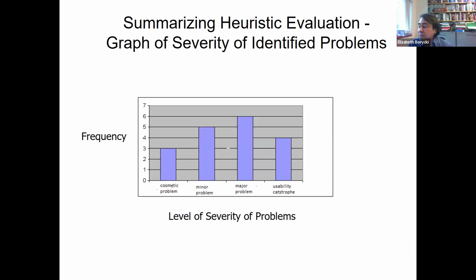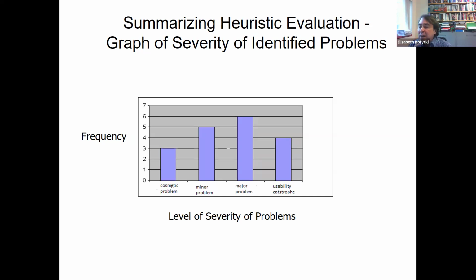We can also, on the x-axis, put the four levels of problem severity: cosmetic, minor, major, and catastrophe, and graph the frequency of each of those. So as you can see, this system has six major problems and four usability catastrophes. So hopefully it's not being released before fixing the usability catastrophes.